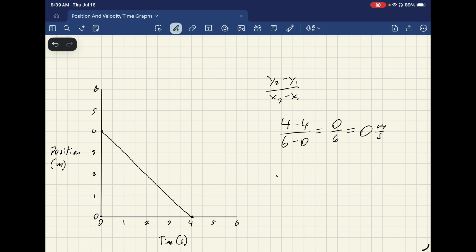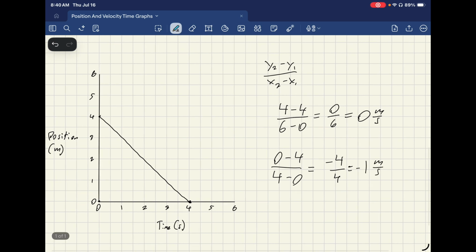So in this case, we have 0 minus 4 for our position, and then 4 minus 0 for our time. We end up with negative 4 over 4, which simplifies to negative 1 meters per second. So in this case, we again have a constant velocity averaged over this time. And in this case, it is negative because the position is decreasing. It's getting closer to 0.